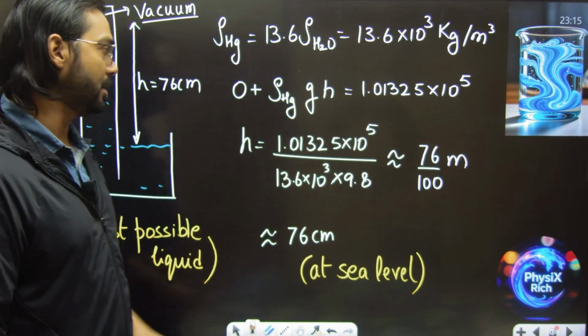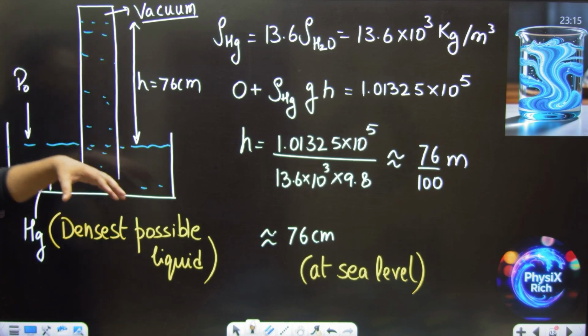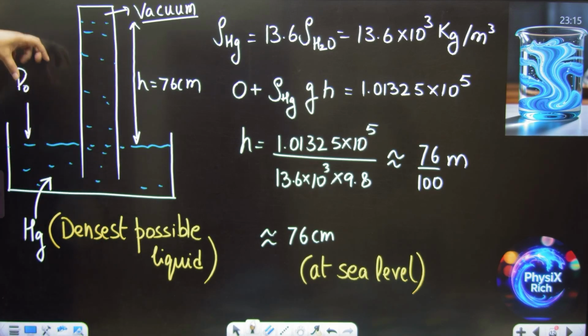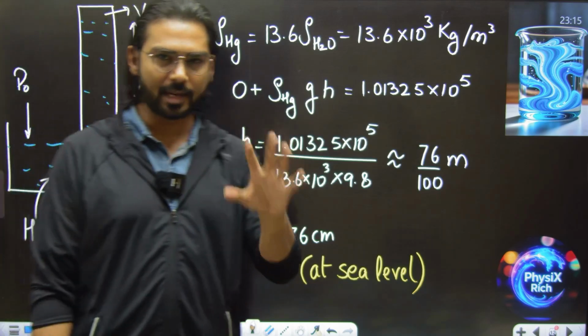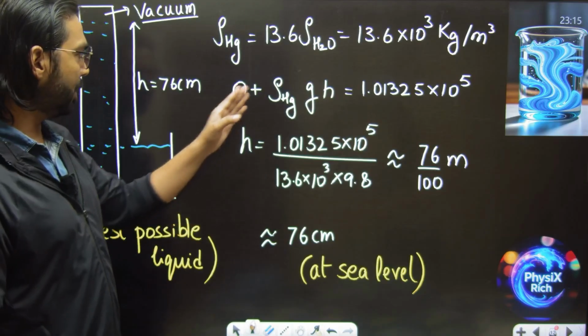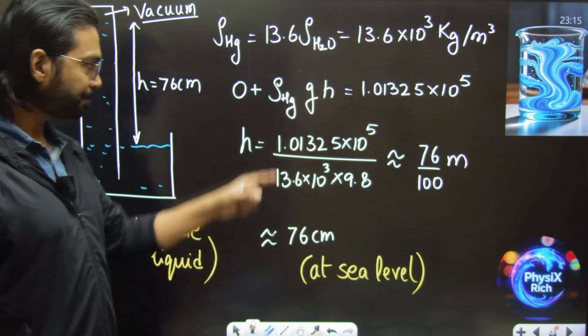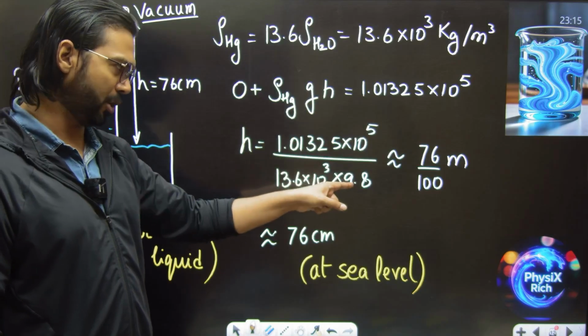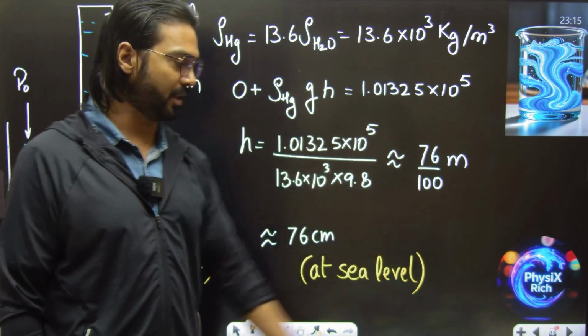That's very dense. And if I apply the concept of pressure over here, there is P naught acting over here. Here we have vacuum, and vacuum has a pressure of 0. Again, it's not perfect vacuum, but you can approximate it. So 0 plus rho_Hg g h. Rho_Hg is this density, g is the acceleration due to gravity, which we put equal to 9.8. And if you calculate the h from here, it comes out as 76 centimeters.